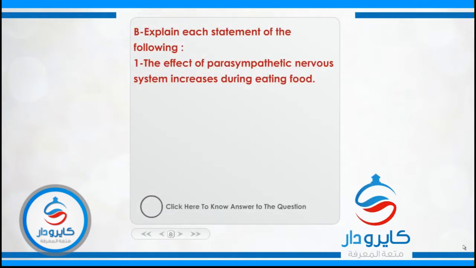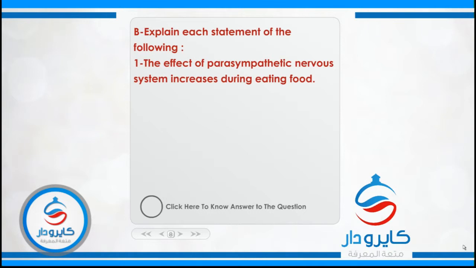Explain each statement of the following. Number 1, the effect of the parasympathetic nervous system increases during eating food. We understand that during a critical situation, the sympathetic nervous system decreases or inhibits the secretion of the digestive enzymes, and also inhibits the contraction and relaxation of the alimentary canal, which is called peristalsis. But the parasympathetic nervous system acts oppositely to the sympathetic nervous system.